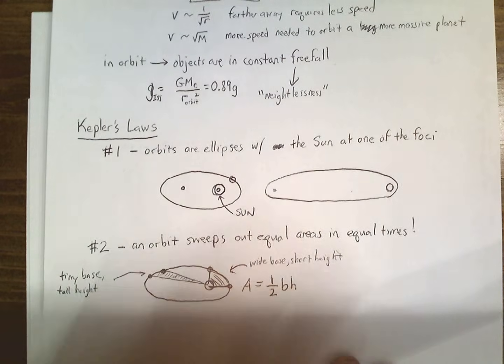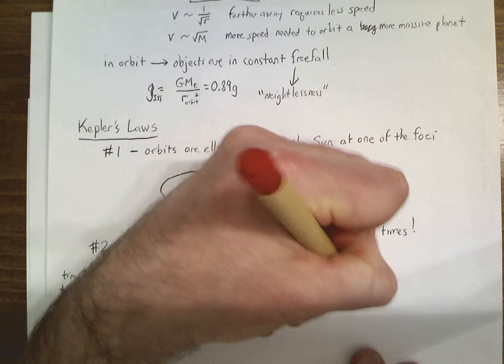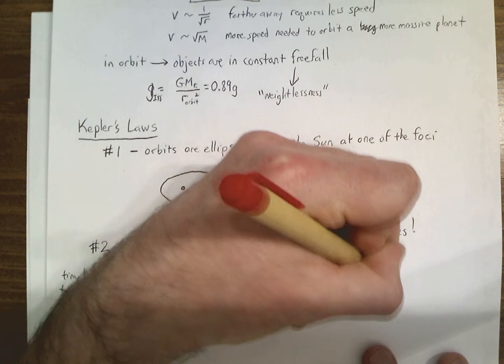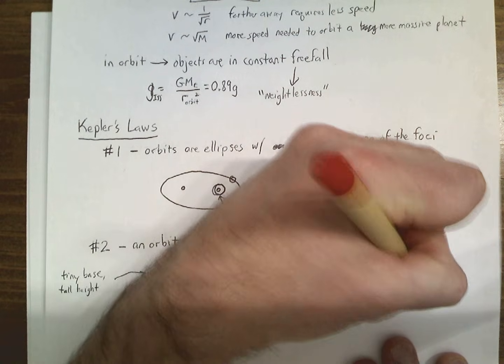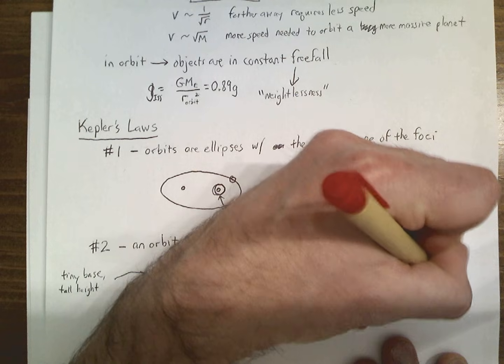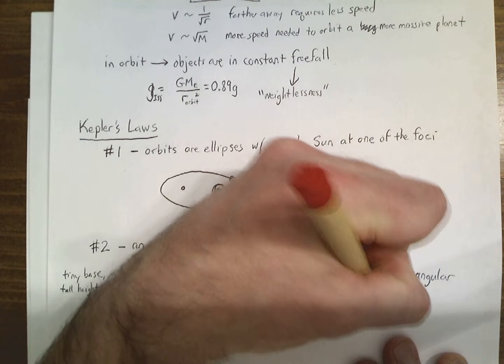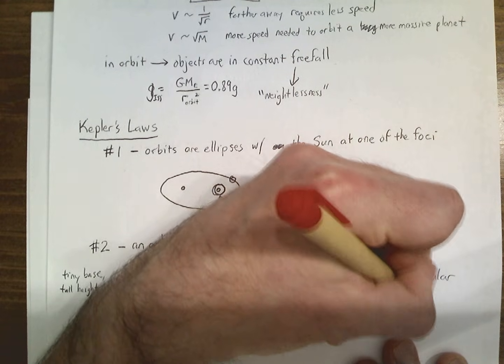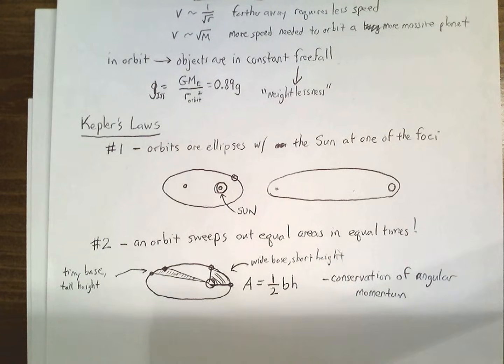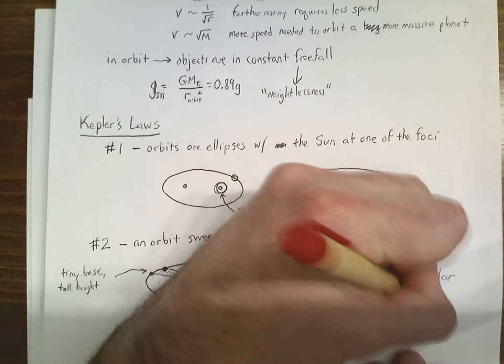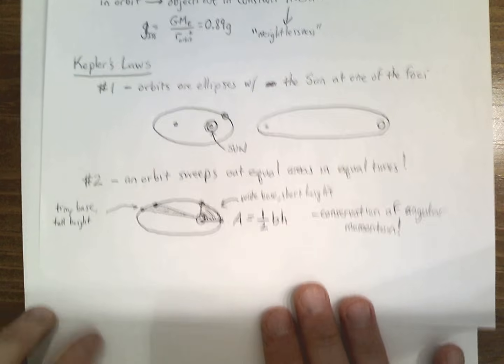This is secretly a statement of conservation. It's a conservation law, and it conserves angular momentum. It's a kind of momentum that has to do with rotating or moving in a circular or elliptical trajectory. So that is the second law.